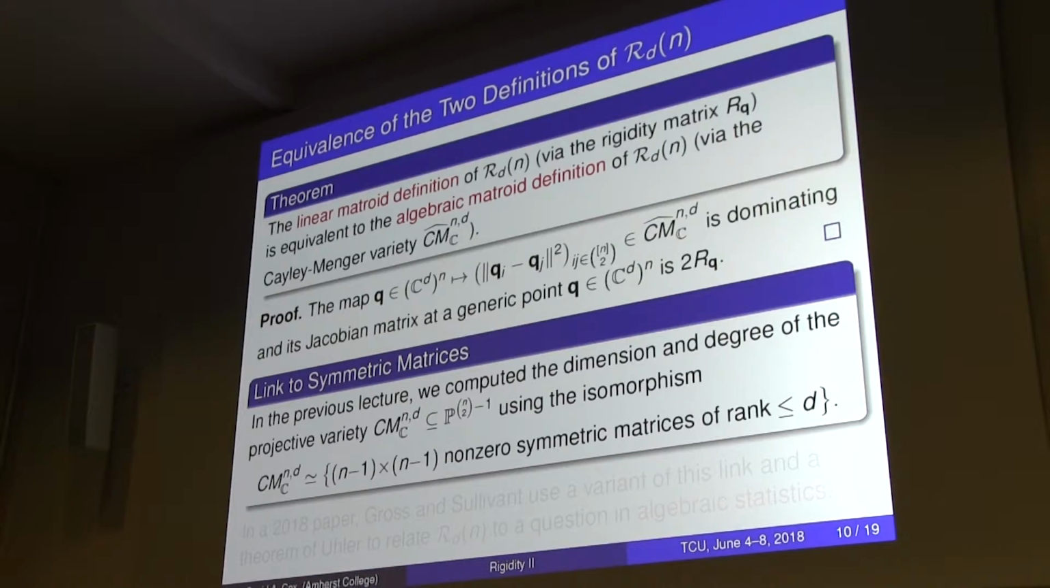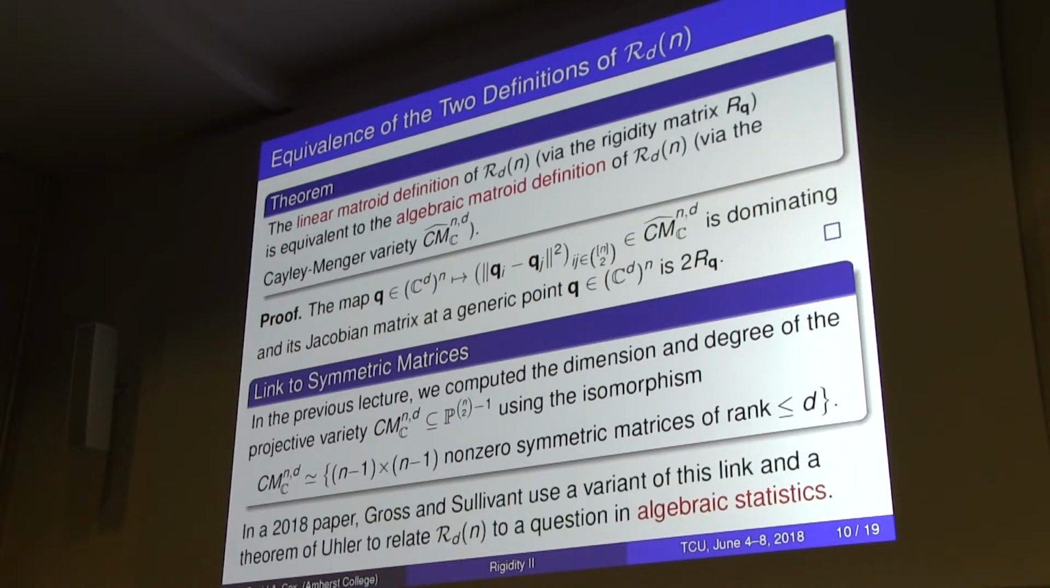But now it turns out that symmetric matrices are going to be making an appearance shortly. And so I want to remind us that in the previous lecture, I computed the dimension and degree of this projective variety by using a relation between the Cayley-Menger variety and some non-zero symmetric matrices of rank less than or equal to D. And it turns out that there's a 2018 paper of Gross and Sullivan that uses a variant of this, and we'll see exactly what the variant is, and then they use a theorem of Caroline Uhler to relate the rigidity matroid to a question in algebraic statistics.